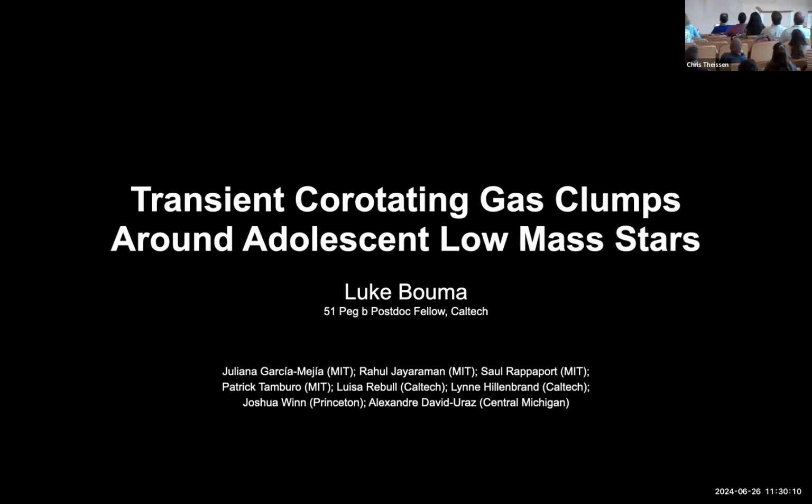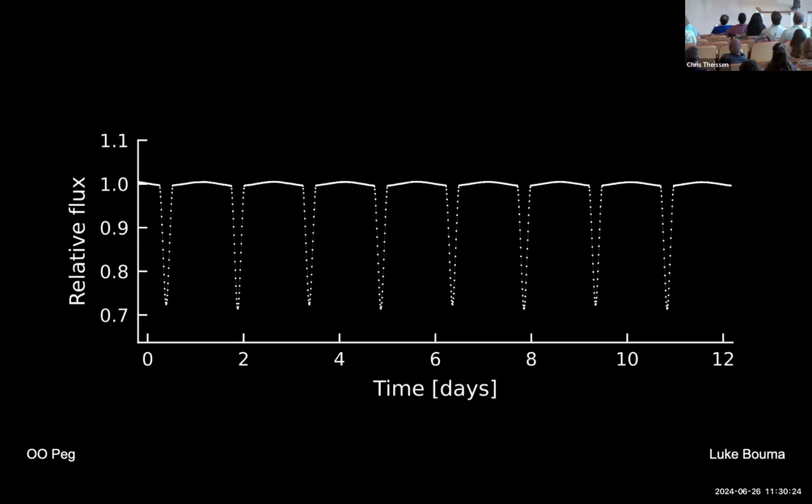Thank you. My name is Luke Bouma, and I'd like to start by requesting your active participation. So you might need to look up from the laptops. I'd like you to please raise your hand if you have a good guess for what explains the sharp features in this light curve. If you know, please raise your hand. Oh, come on. All right. So these are two stars passing in front of each other.